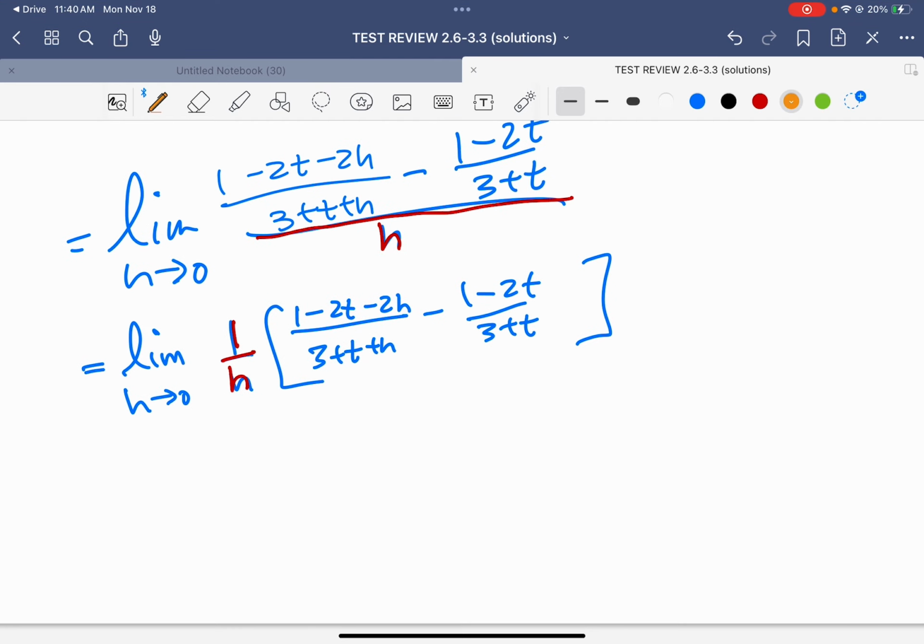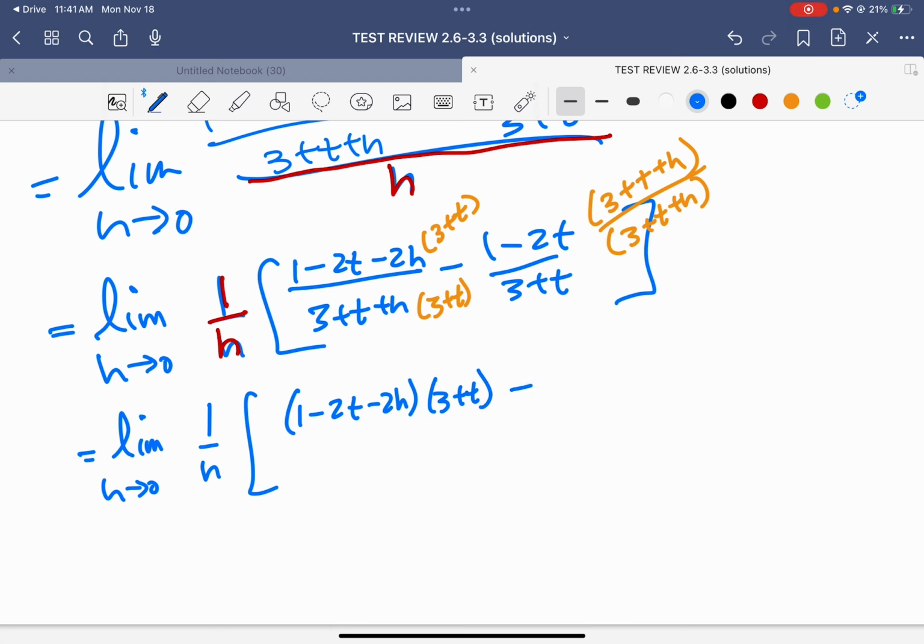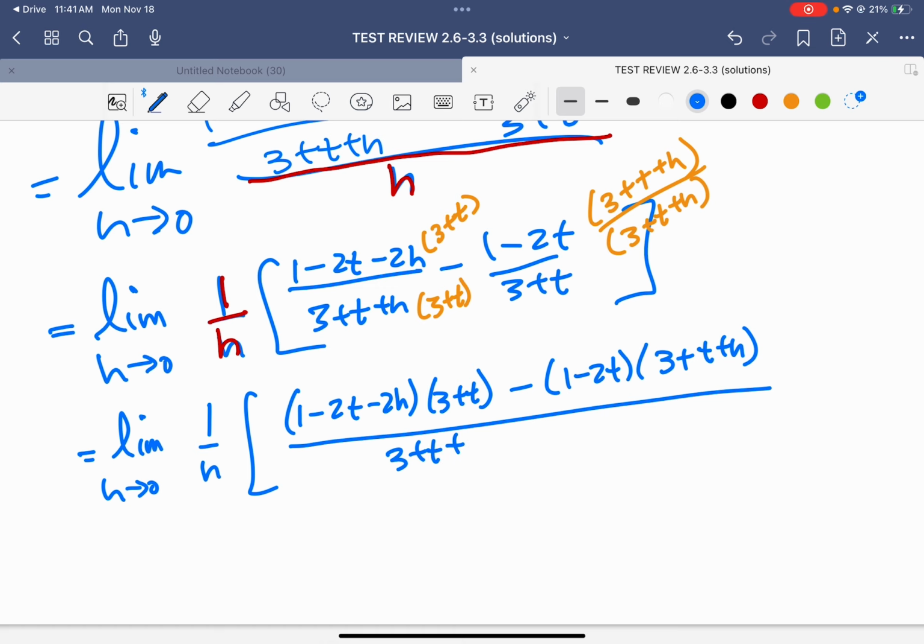Now I have two different fractions that I want to combine, so I have to multiply the first one by this well-chosen one, and the second one by this well-chosen one. Notice you have to do it on the top and the bottom, or it's not equal to 1. So when you do that, you're going to get the limit as h goes to 0 of 1 over h times (1 minus 2t minus 2h) times (3 plus t), minus (1 minus 2t) times (3 plus t plus h), all over our common denominator of this thing times this thing.